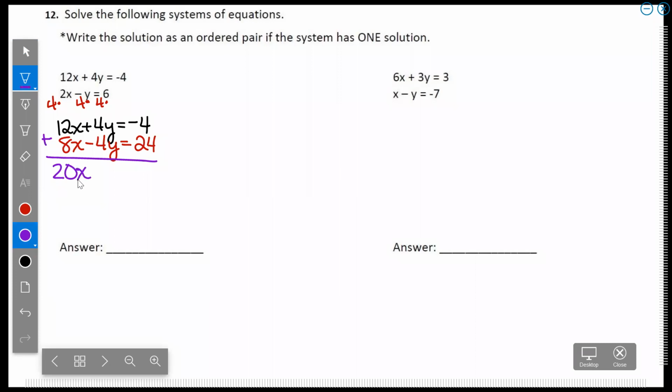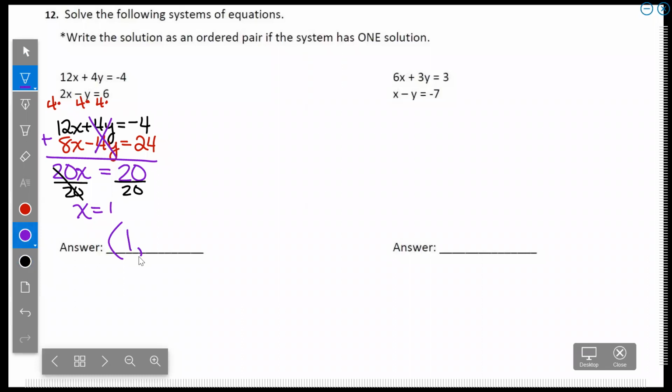What happens to my y's? Those cancel out, because I have none left now, 0 y's. What about my constants? 20. So then I divide both sides by 20. And that means that x is what? x is 1. So right here for my ordered pair, x is 1.